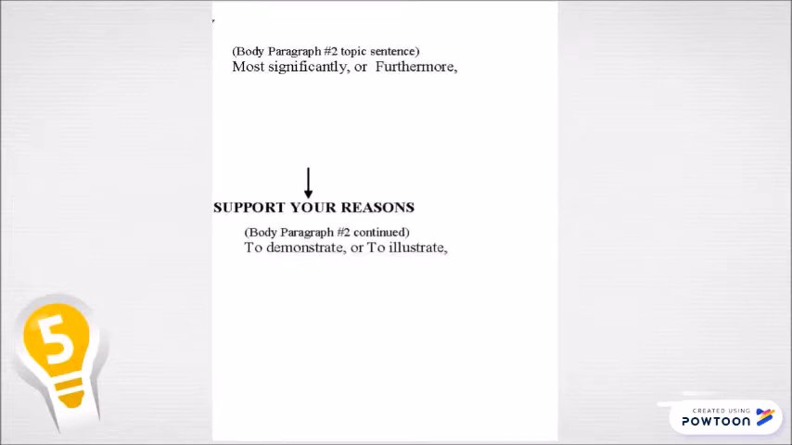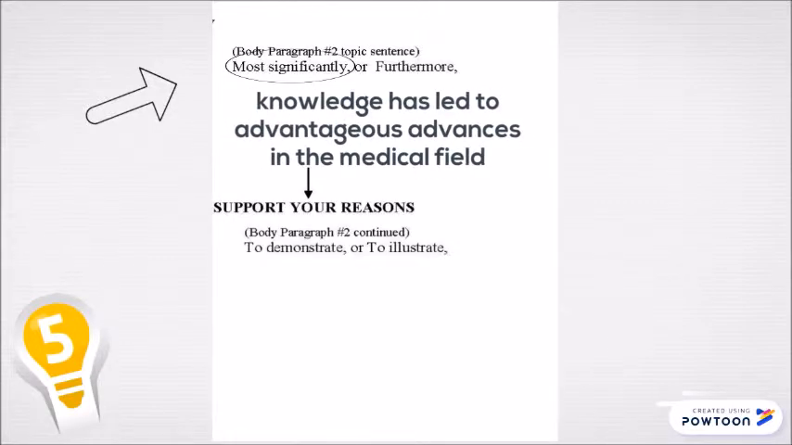After that, we move on to the second reason and example, which, again, should match our thesis statement. I'm going to use the transition most significantly, and my topic sentence needs to pertain to life-changing scientific discoveries. So, most significantly, knowledge has led to advantageous advances in the medical field. Then we need another HELP example. We already used a personal example, so let's utilize the history famous people part.